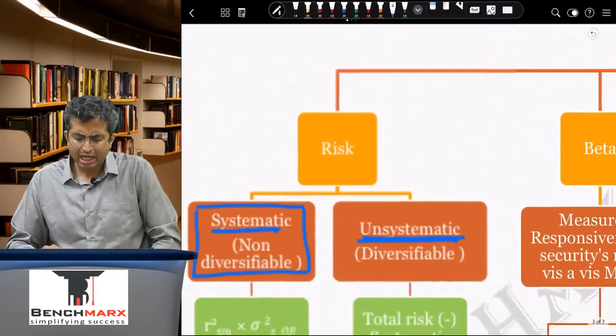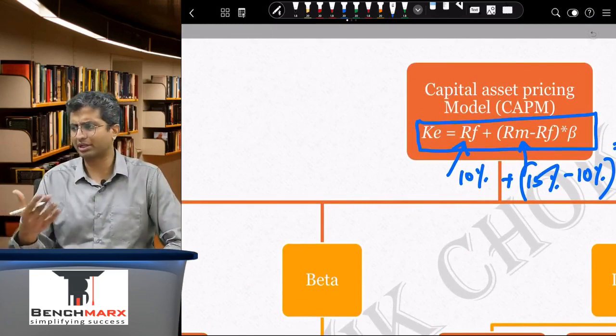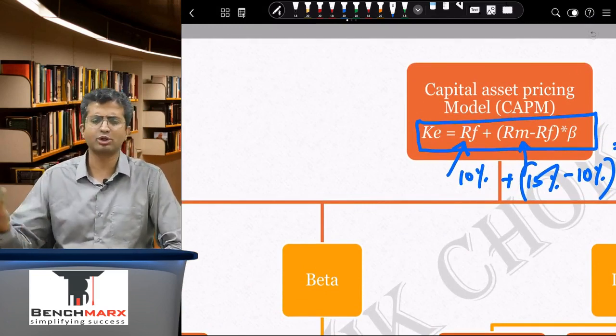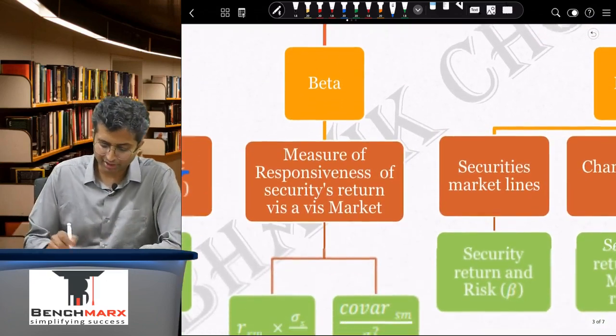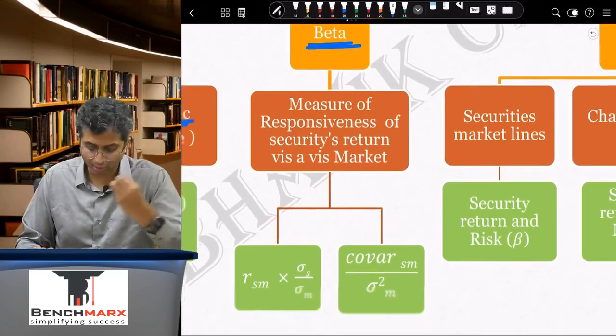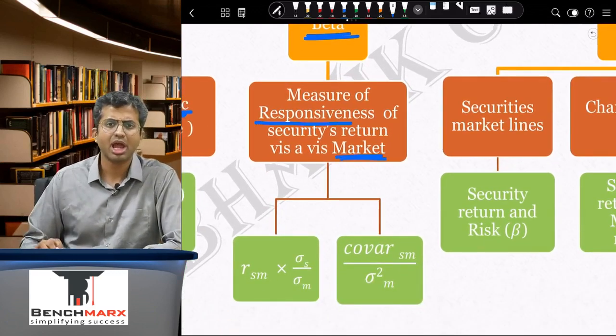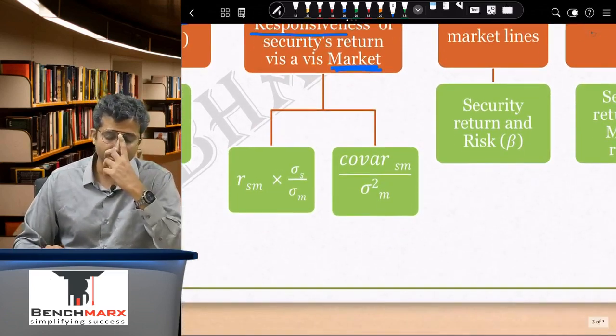Now for this, you need to know RF; RM will typically be given to you in the question. In practice, you can look at it on the RBI website or the BSE or NSE website. However, when we look at beta, how do you find beta? What is beta? Beta refers to the responsiveness of a security's return vis-a-vis the market's return. And there are two ways in which you can calculate the beta.